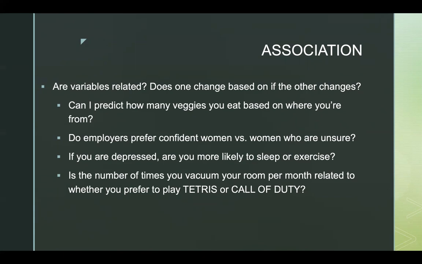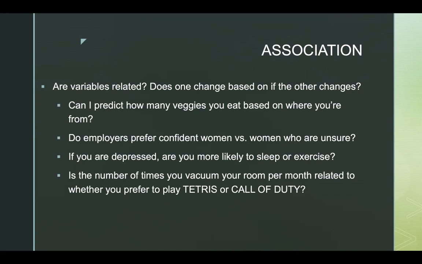Here are some examples. Can I predict how many vegetables you eat based on where you're from? 2 variables: number of vegetables you eat and where you're from. So we're connecting those 2. Do employers prefer confident women versus women who are unsure? We have 2 variables. Employer preference is one variable, and confidence of the women is the other variable. Next one, if you're depressed, are you more likely to sleep or exercise?